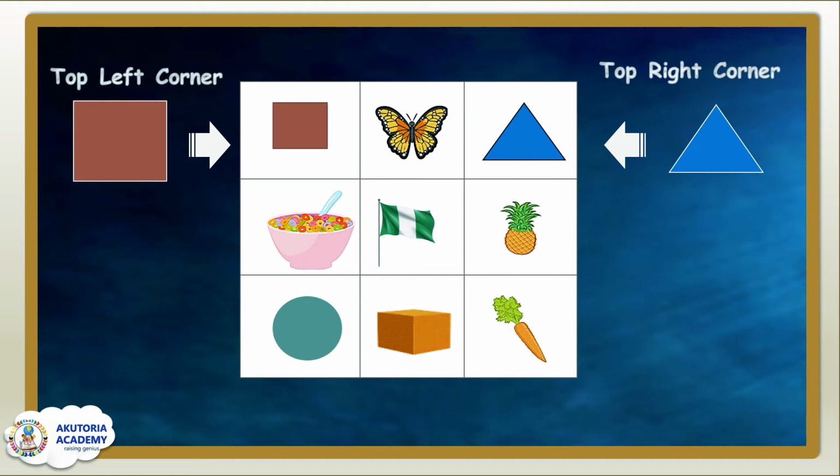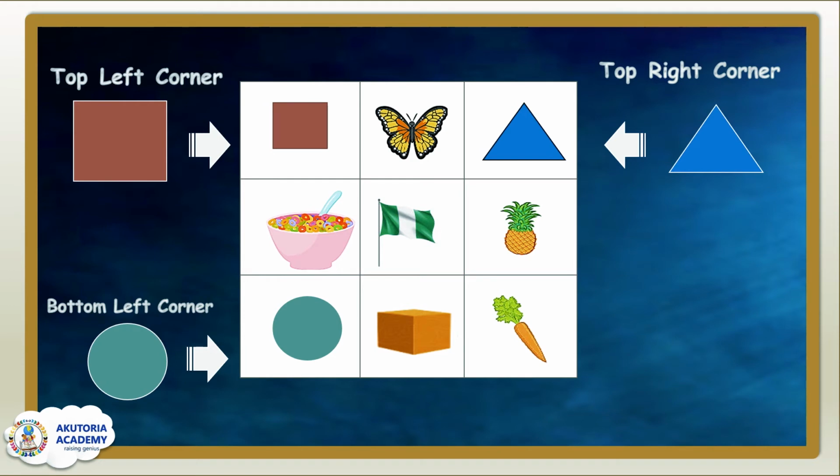Now, let's move a little bit down. What space is the circle occupying? Now, it's not at the top, neither is it at the middle, but it's at the bottom and it's towards the left. So we say it's occupying the bottom left corner. Yeah, the bottom left corner. The circle occupies the bottom left corner in the grid.